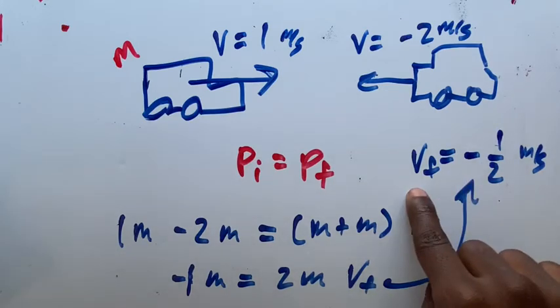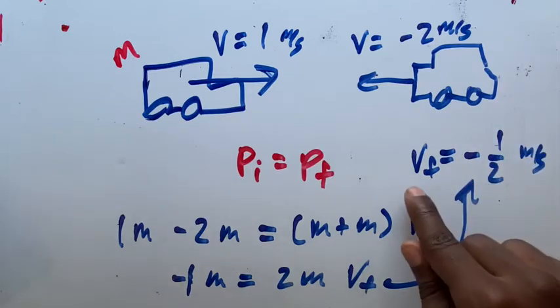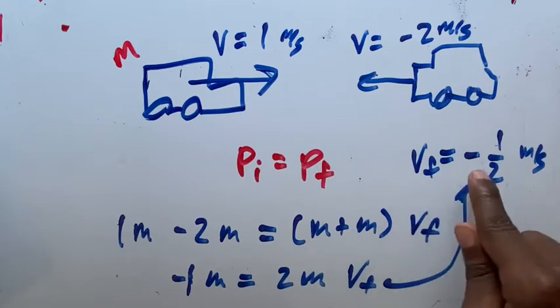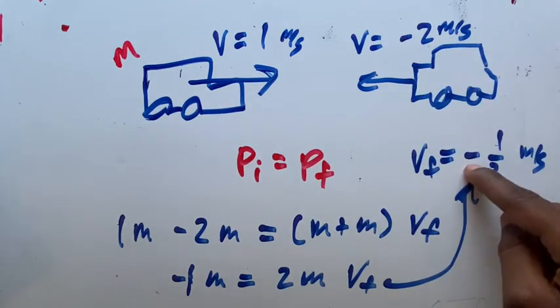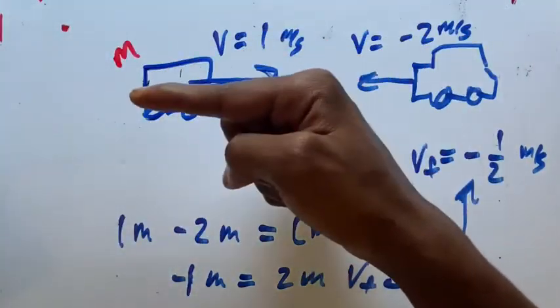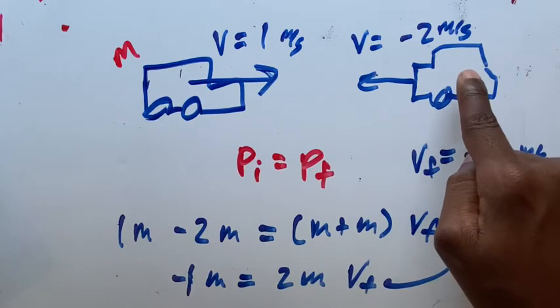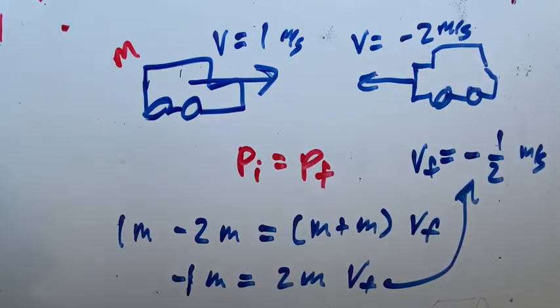So notice this is the final velocity. And so to get the speed is just the magnitude of the velocity, where this negative basically only tells you the direction. So all this negative means is after they collide, they're going to continue going to the right because this one had more velocity.